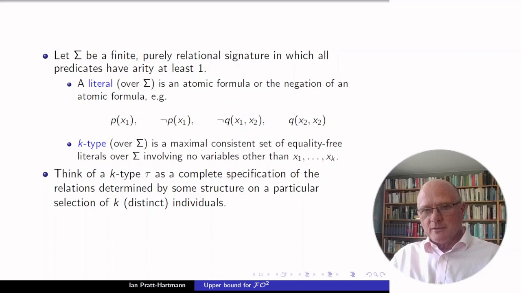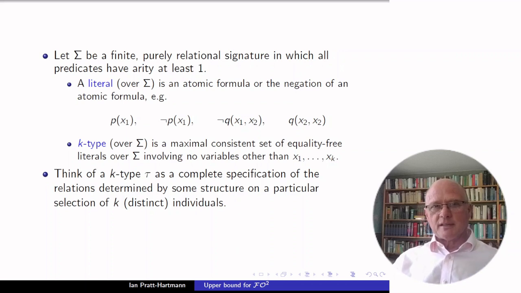Let sigma be a purely relational signature, so no constants or function symbols, in which all predicates have arity at least 1, so no proposition letters. A literal over that signature is an atomic formula or the negation of an atomic formula, so something like this: p x1, not p x1, not q x1 x2, q x1 x2, q x2 x2. Okay, so that's a literal.